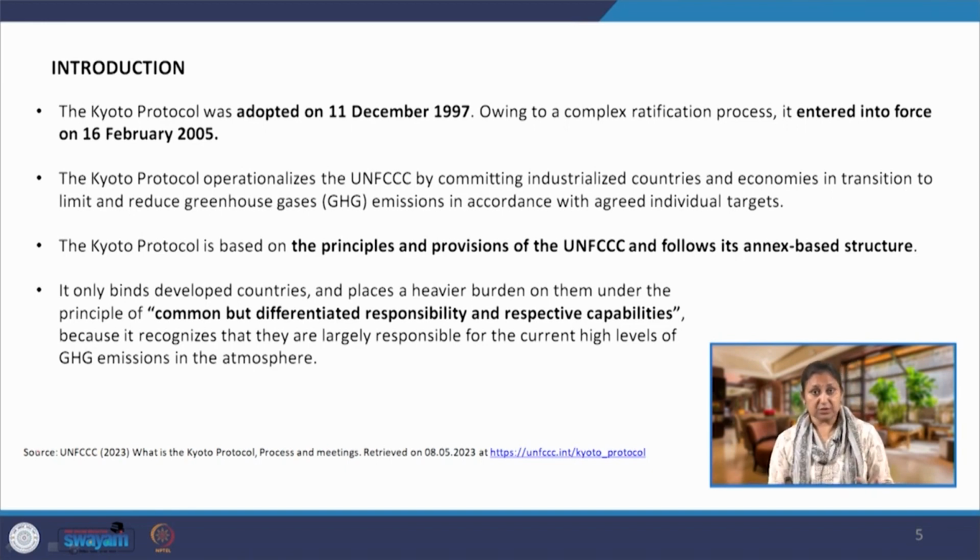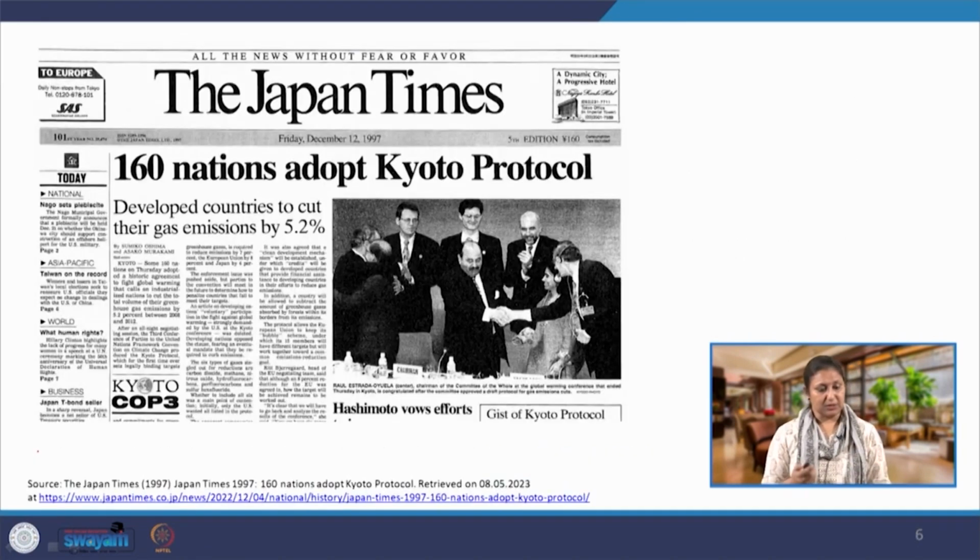So, the principle of UNFCCC and Kyoto Protocol is common but differentiated responsibility and respective capabilities. That is why, when we were reading about UNFCCC, we saw that there are different annexures: Annex A countries, Annex B countries, non-annex countries, LDC countries. There the differentiated responsibility and differentiated capabilities have been respected, and accordingly binding or non-binding status has been given.